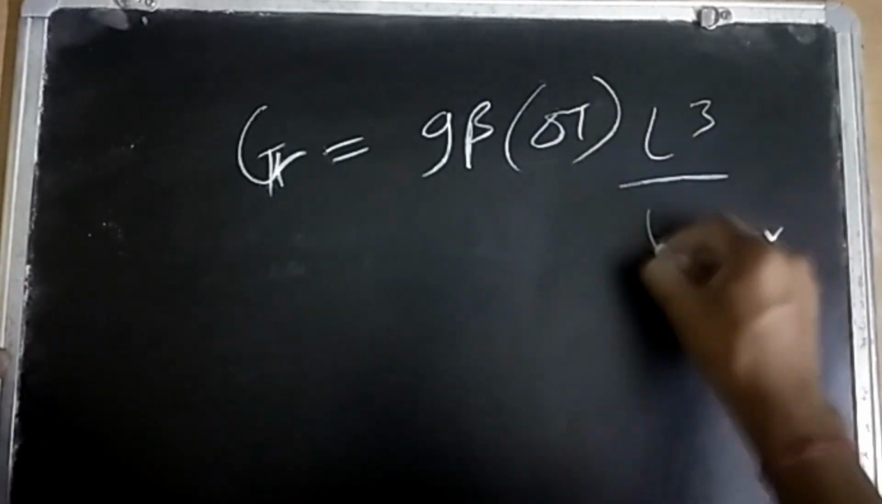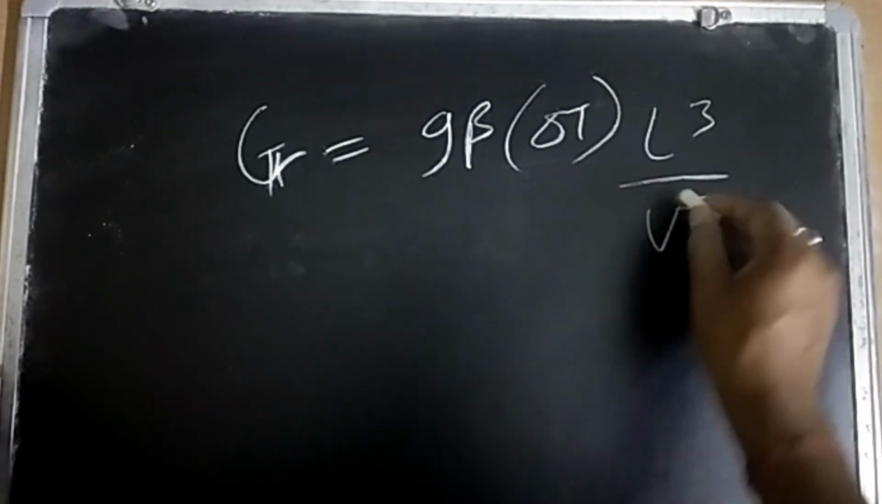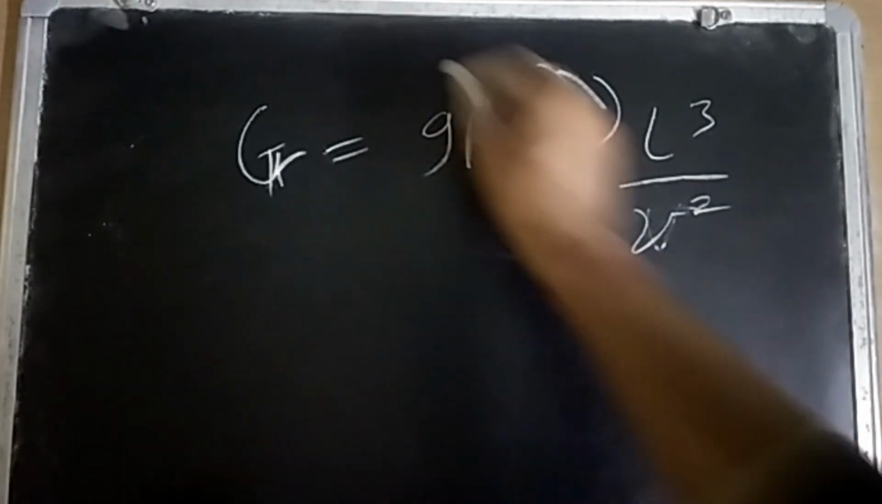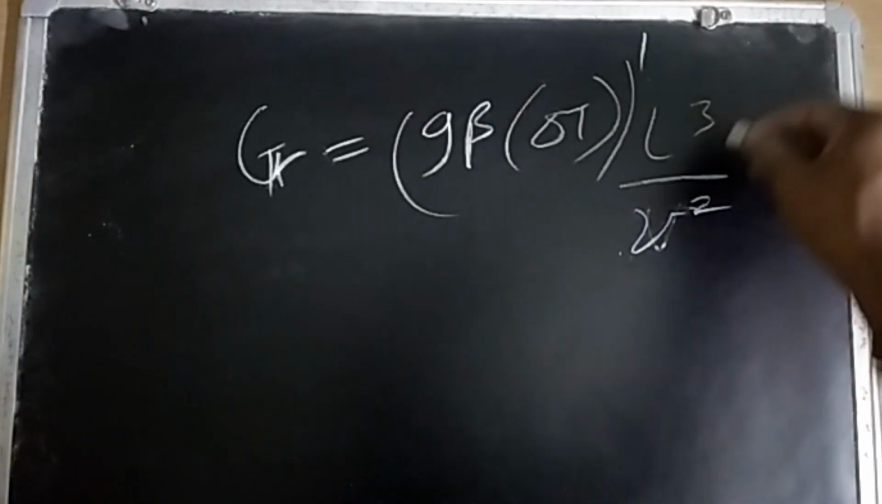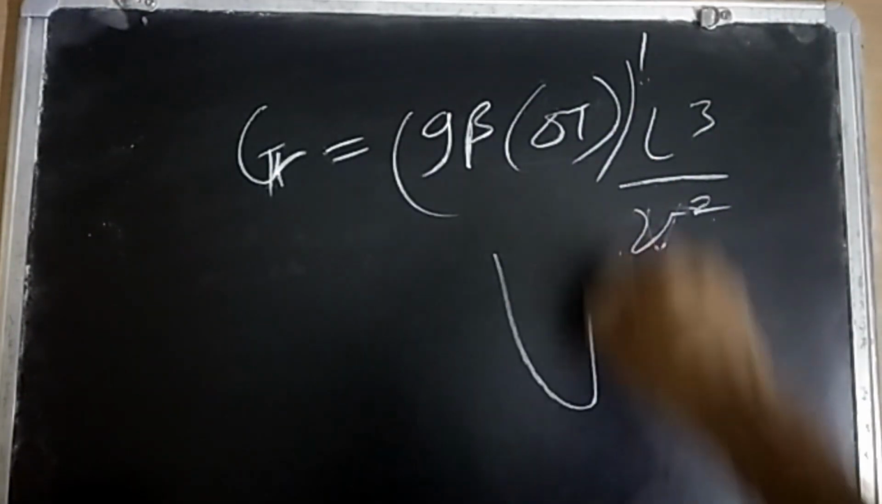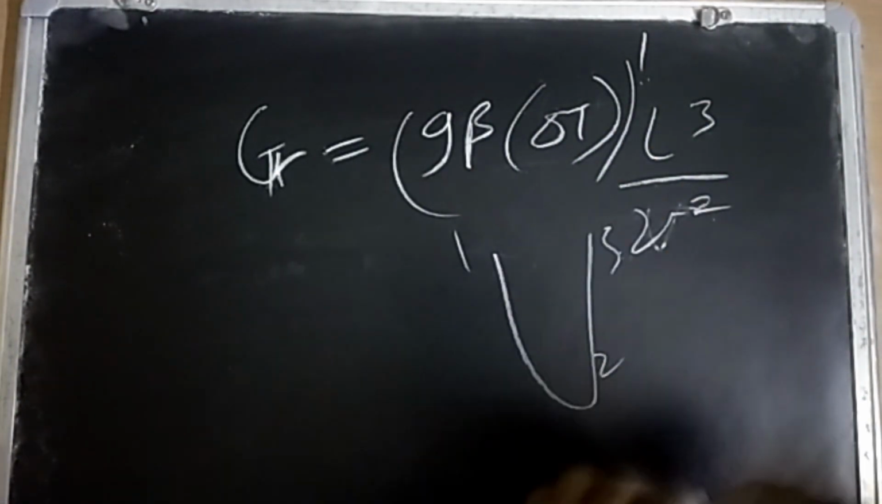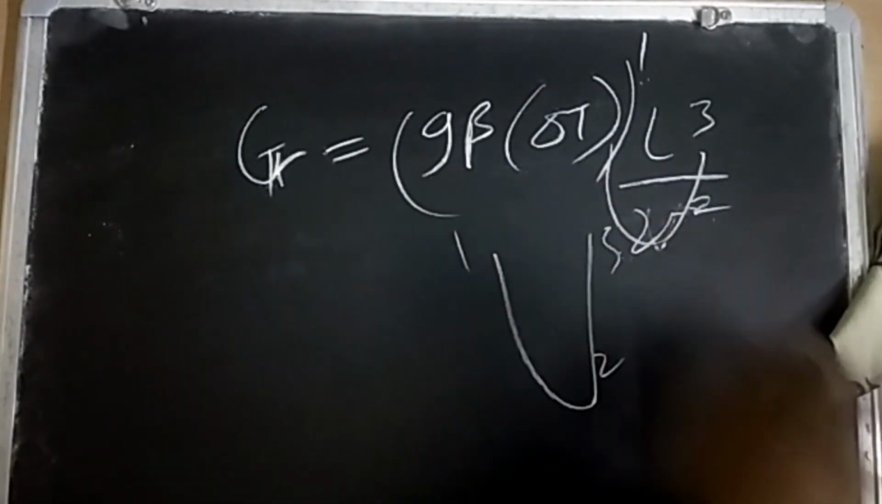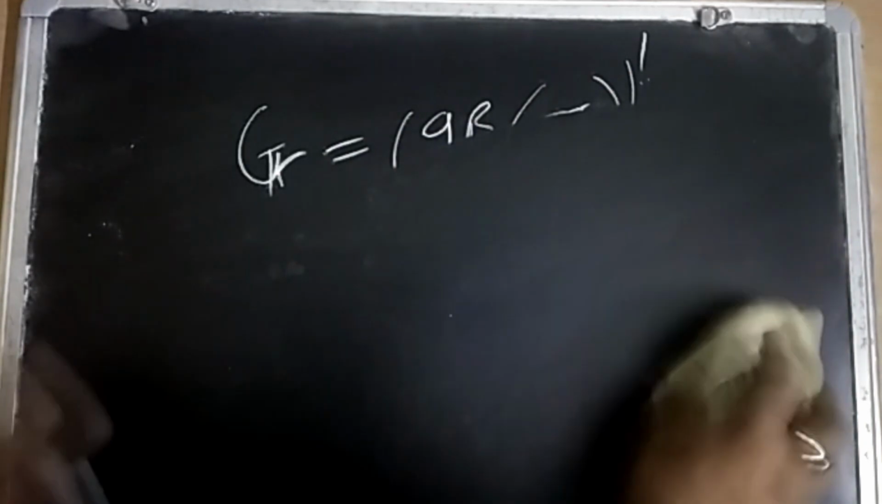Now 3 and 2. This is mu. Mu means kinematic viscosity. 3 by 2. So this is 1, 1, 2, 3. 1, 1, 2, 3. 1, 2, 3. I remember it this way. It's like a smile. Okay, so g beta delta T L cube by mu cube. In case you forget the power, just remember 1, 2, 3.